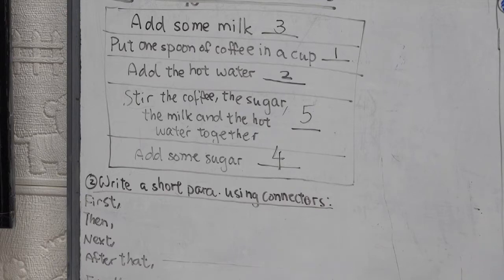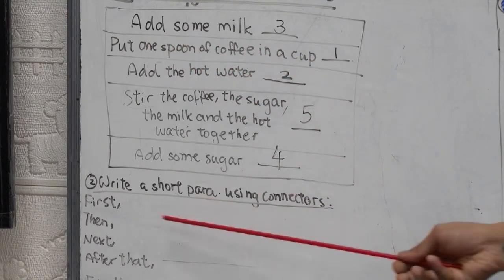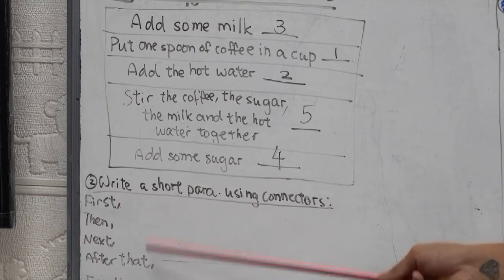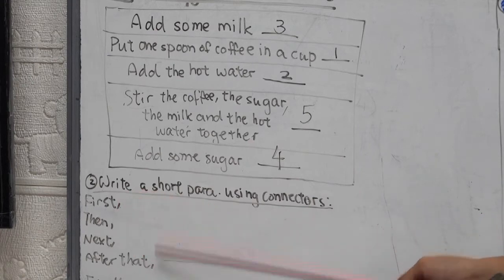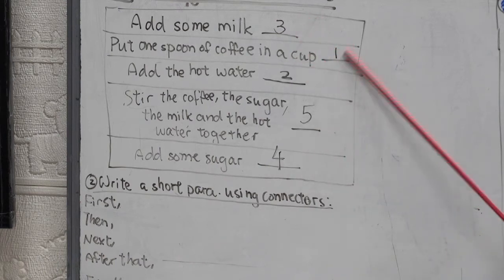That's right. It should be put 1 spoon of coffee in a cup. So this is very easy. They already gave us the sequence markers, right? First, then, next, after that, and finally. Now we just have to match them with the numbers, okay?